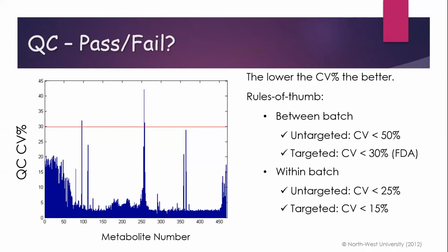The lower the CV, the better, but I want to share with you some rules of thumb that we use. We use a 50% cutoff for untargeted work and the FDA guideline of 30% for targeted work. And this is, of course, if you're looking at CVs across batches. Obviously, if it's within a batch, I would reduce that. My rule of thumb is usually 15% for targeted and 25% for untargeted. If it's above this, you have to correct or remove your compound.